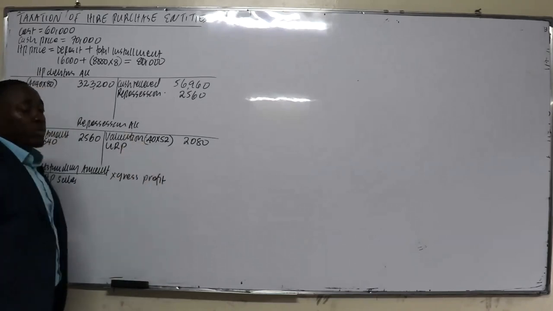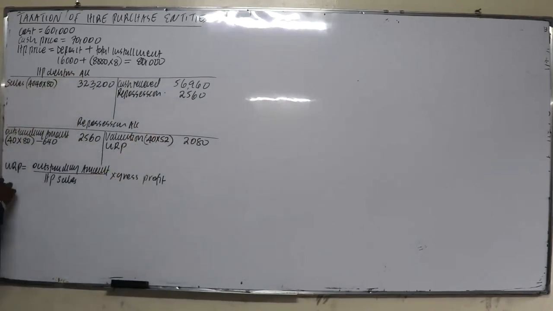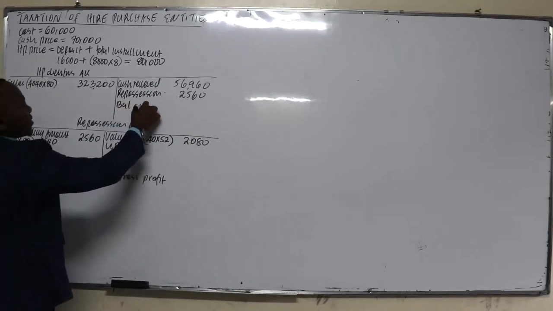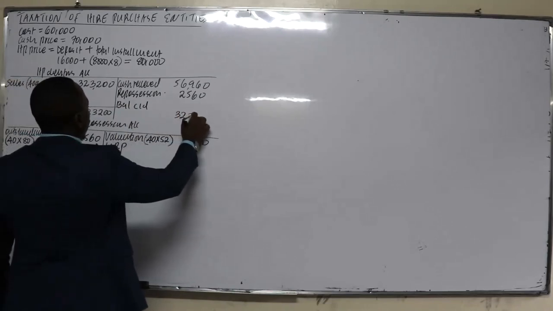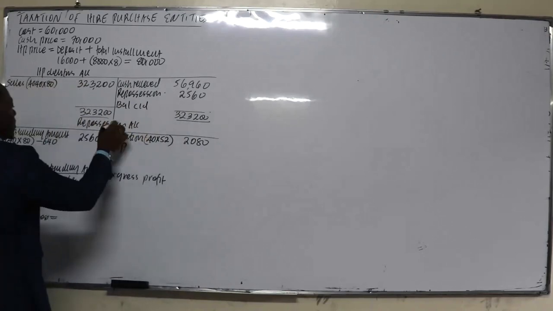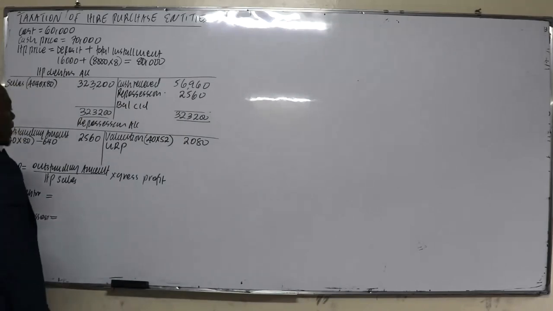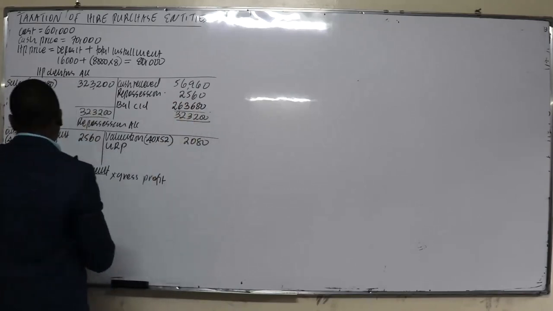Note that for unrealized profit, we compute two. One is for the outstanding debtors at the end of the year, as well as on repossession. So we provide for unrealized profit, number one, on debtors, as well as unrealized profit on repossession. Let's start with the debtors outstanding amount. So give me the outstanding amount. That means the balance carried down. How much will be the balance carried down? 263,680.